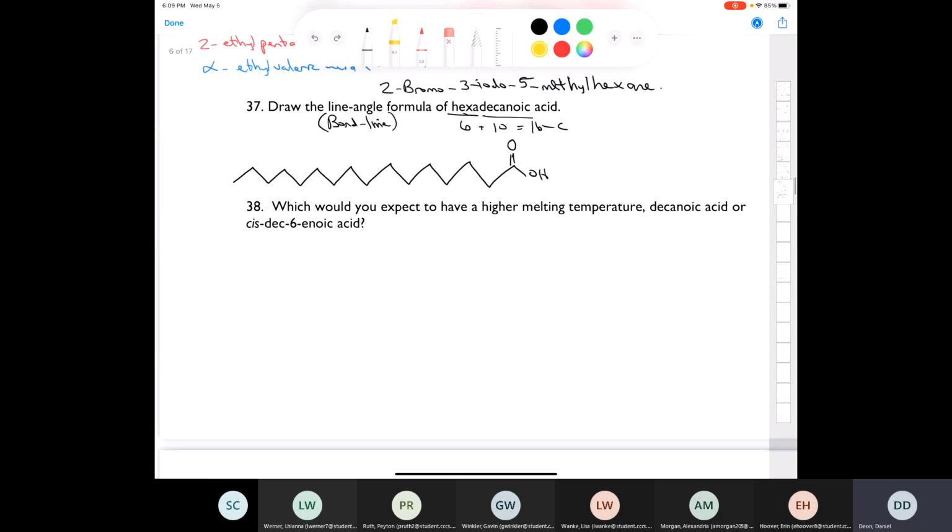Number 38, which would you expect to have a higher melting temperature? Decanoic acid or cis-6-enoic acid? Can anybody take a guess on this one? Which one would have a higher melting temperature?